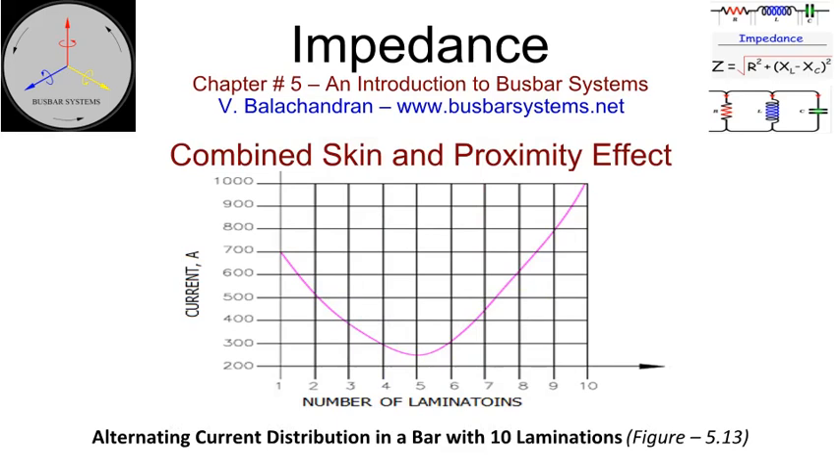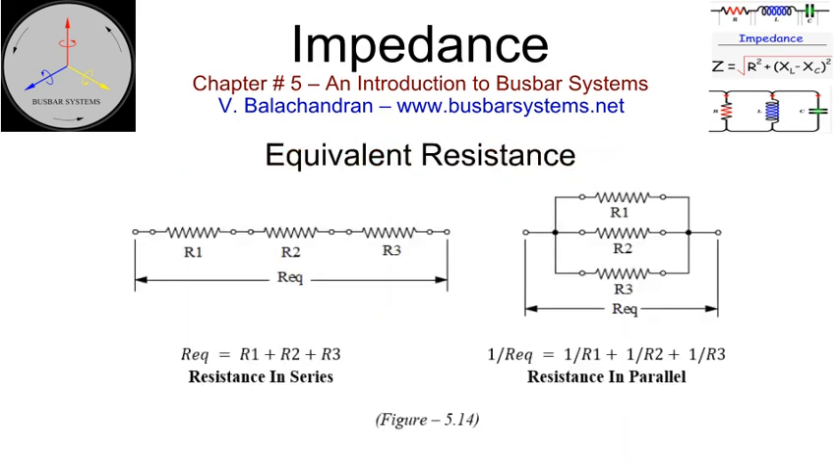Combined skin and proximity effect. In a busbar system, there will be a neighboring conductor of a different phase and in some cases, parallel conductors of the same phase as well. The combined result of skin effect and proximity effect is felt when the busbars are close to each other. Figure 5.13 displays the current distribution in a bundled conductor comprising 10 busbars per phase. The formula for equivalent resistance when connected in series or parallel is as displayed.